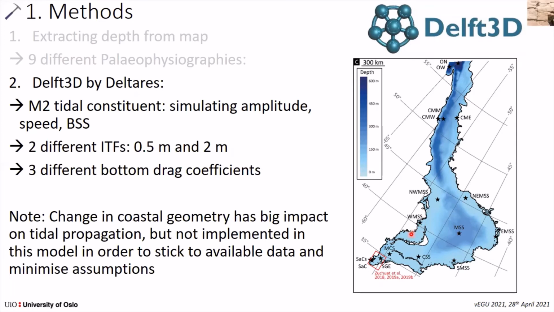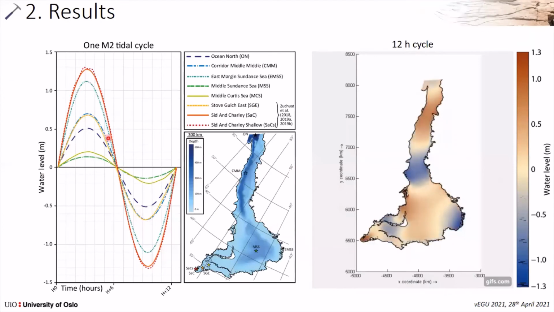But again, this is the map we have. We didn't want to make other assumptions on how the shoreline would look by changing the depth or the sea level. And these are the results.